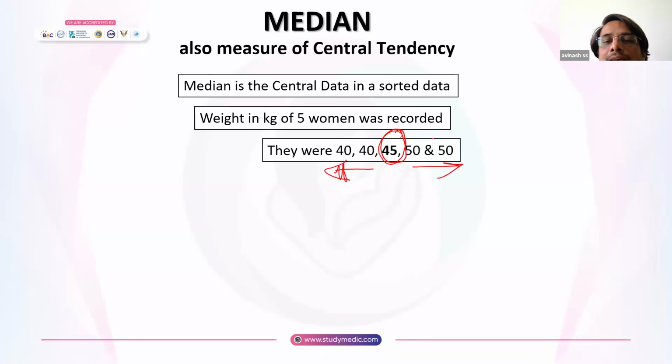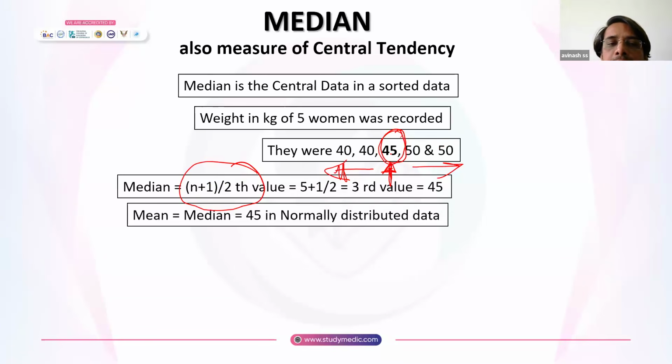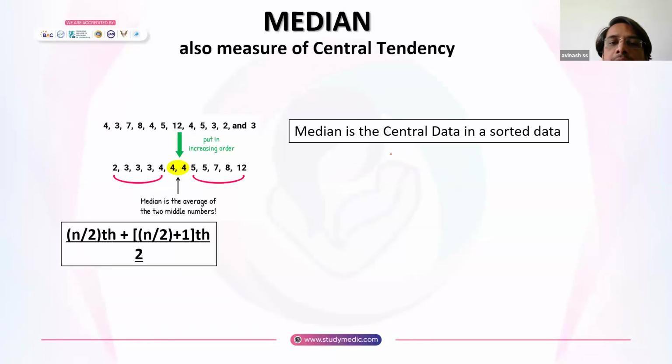However, there are formulas to calculate median also. If the n is odd, here n is 1, 2, 3, 4, 5. Sample size is 5, so it's an odd numbered data set. Then the formula is the n plus 1 by 2th value. That means 5 plus 1 by 2, that is the third value. This we use only when the data set is very large. Otherwise, visually itself, we can calculate the central tendency. Mean is almost equal to median if the data is normally distributed.